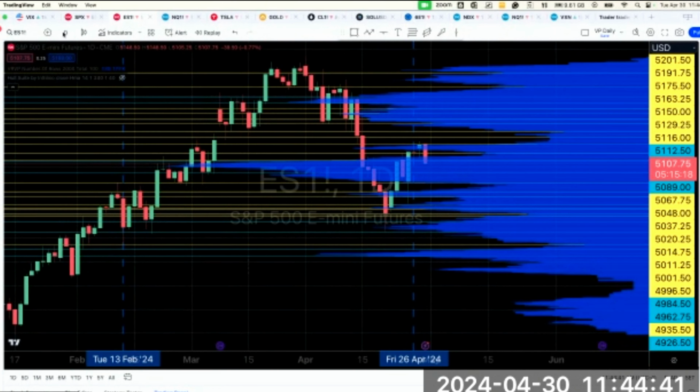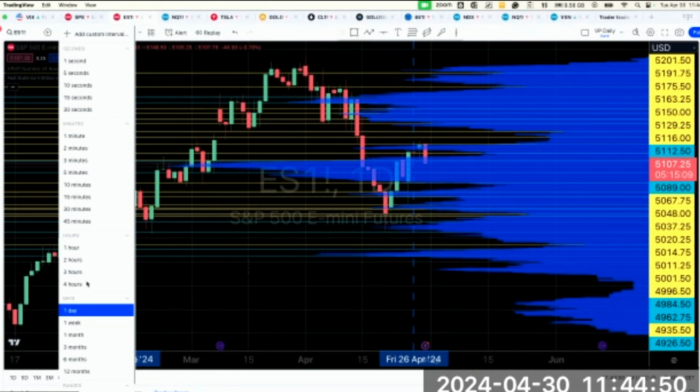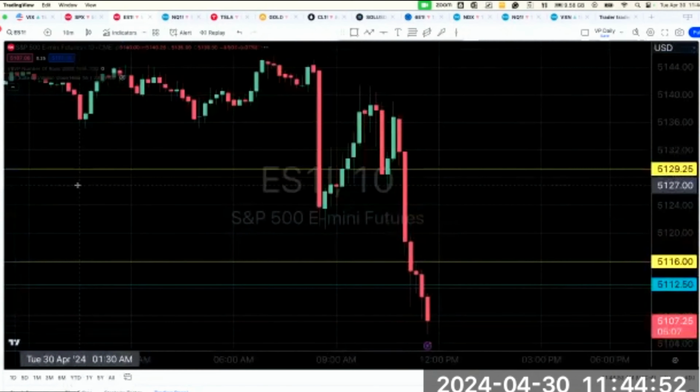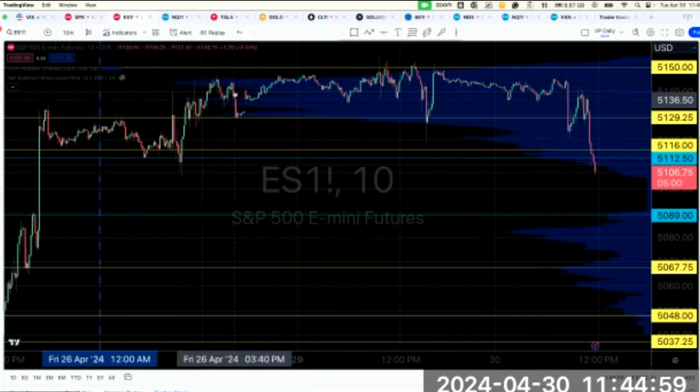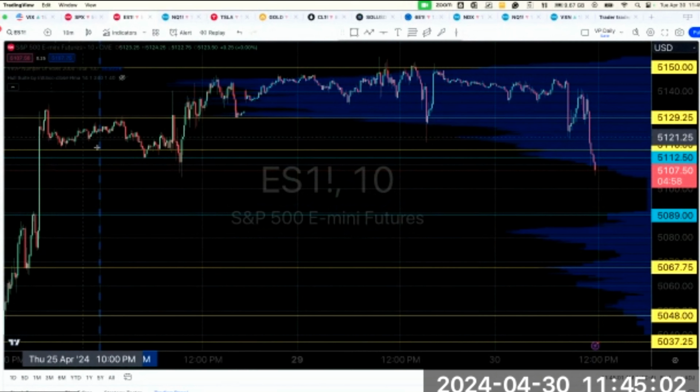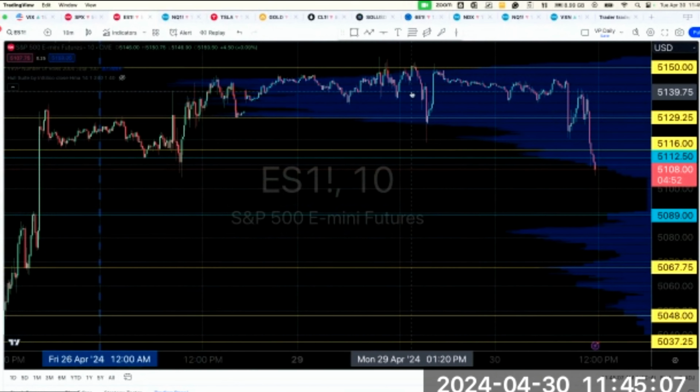And then I zoom in to the time frame that is appropriate so that I can see how price is moving within that day or the last few days. So when I go down to a 10-minute chart, I can see how it's interacting with that. You can see it very clearly. I couldn't see any of these bars in the day time frame.